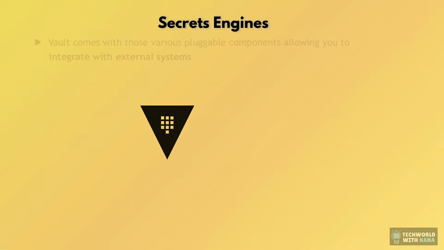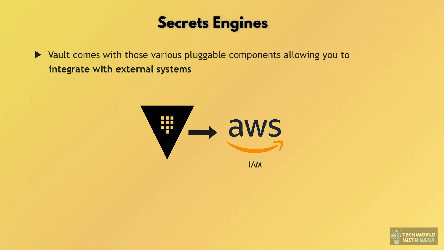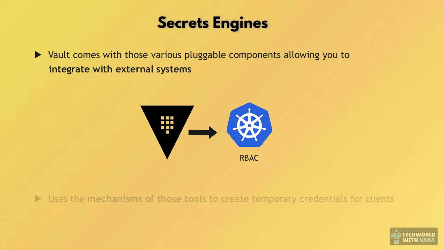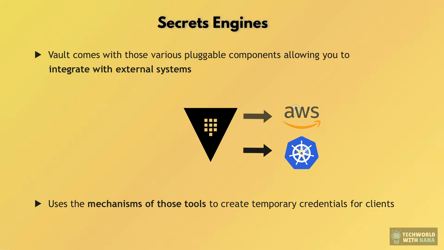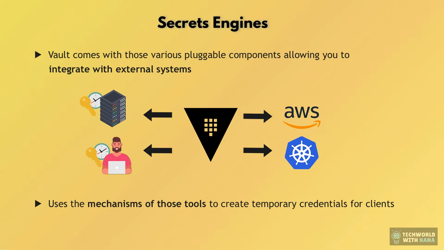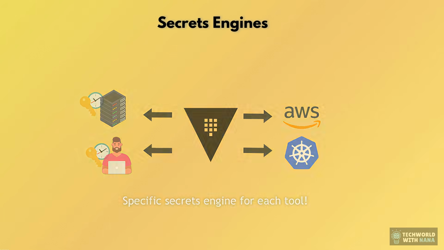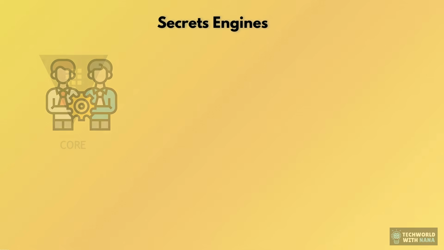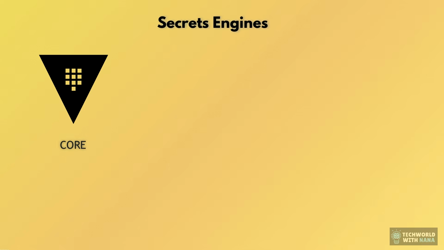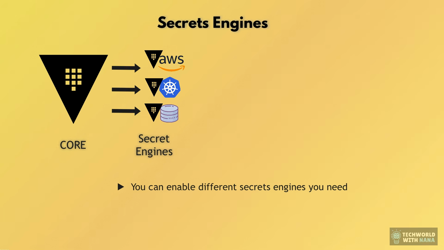So Vault basically ties in the mechanisms of these different tools like AWS IAM service, database access management, Kubernetes RBAC. So it uses the existing mechanisms of those tools to create temporary credentials for the clients. So it basically acts like a broker of authentication between the client and all these different services. So Vault interacts with these tools to create those temporary credentials and returns them to the client. And that's why you have a specific secret engine for each tool. And the way it works is once you install and set up Vault, you have the core of Vault installed, and then you can enable different secret backends that you need.